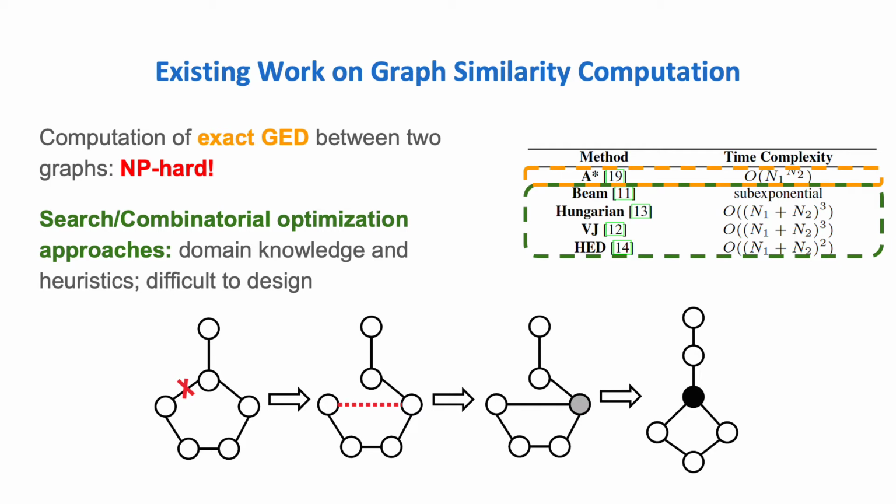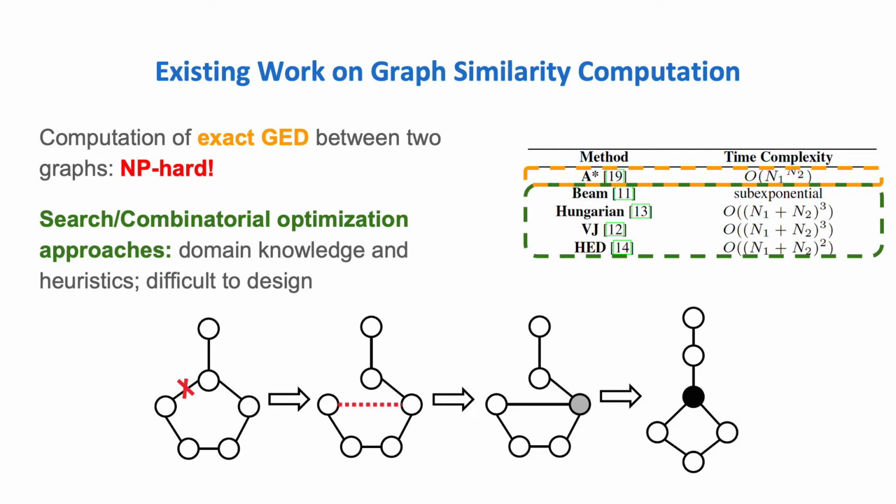It is well known that the computation of exact graph edit distance between two graphs is NP-hard. Therefore, there has been extensive work in developing fast algorithms to approximate the solution. It's basically based on search and combinatorial optimization approaches. And many of these also incorporate domain knowledge and heuristics to speed up the search, which sometimes is difficult to design.